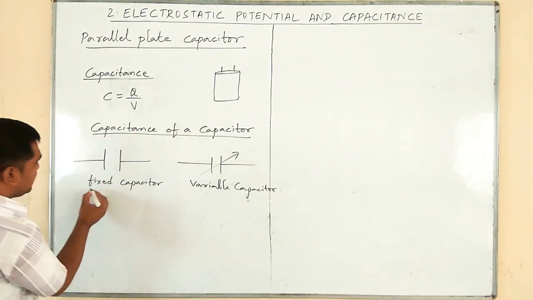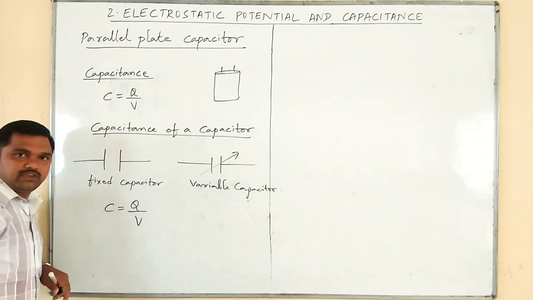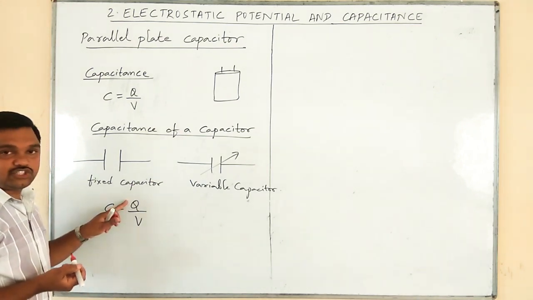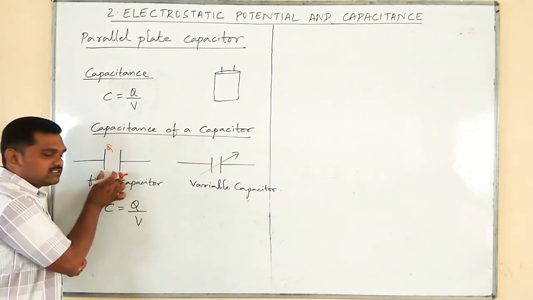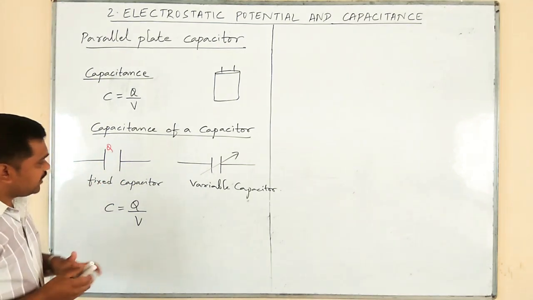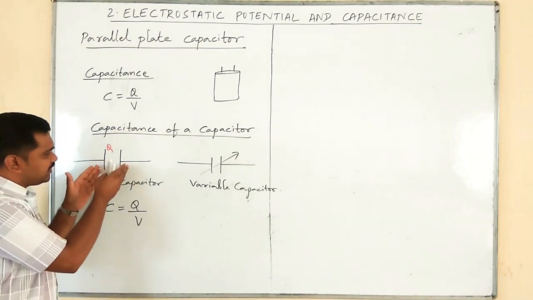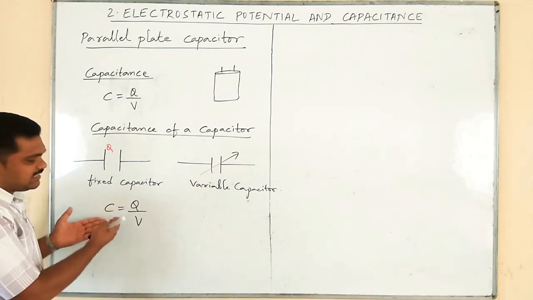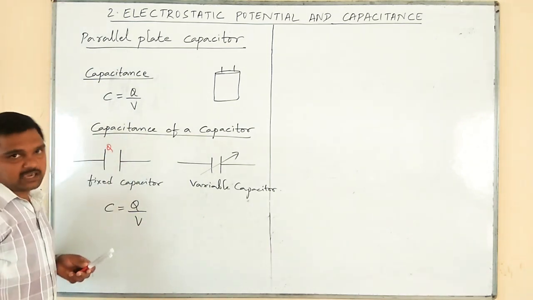See, in case of a capacitor, here also we can define C as Q divided by V. It means the capacitance of a capacitor can be defined as the ratio of the amount of charge present in it to the potential difference between its two plates. Otherwise, it is the ratio of charge on the capacitor to the potential difference between the two plates of the capacitor.